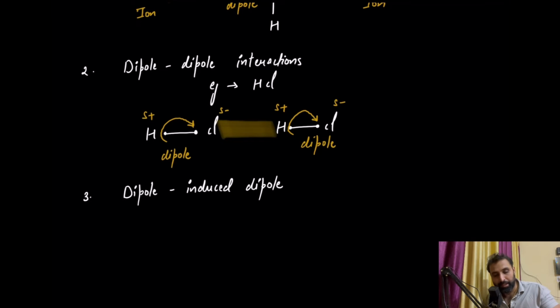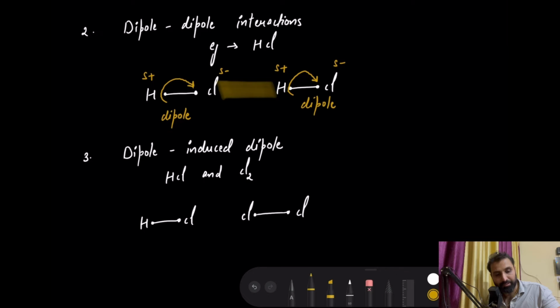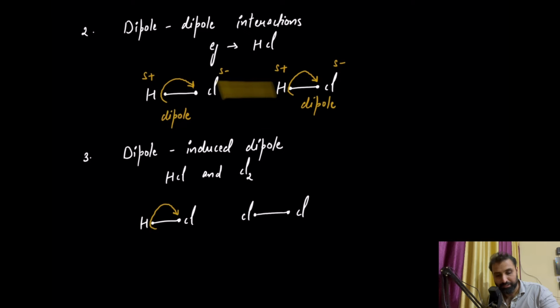Let's take an example. Here I am taking the example of HCl and Cl2, the chlorine molecule. That's the H bond Cl, and that's the chlorine bond chlorine. So in case of HCl, we know that electronegativity of chlorine is greater than hydrogen. So chlorine is going to attract the shared pair of electrons towards itself. Thereby chlorine will acquire a delta negative charge and hydrogen will acquire a delta positive charge.